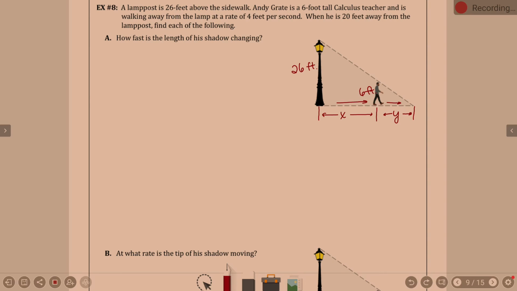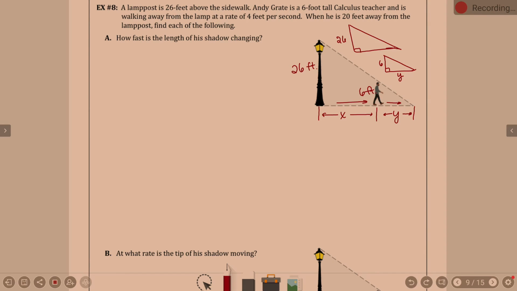Okay. So we have x and y here, right? Do you guys see big triangle and small triangle? What do we know about the small triangle? It has a left side of 6, and it has a bottom side of y. That's the triangle with Andy, right? We also have a big triangle. Gosh, horribly drawn triangle. With the big triangle, the left side is the lamppost, so it has a height of 26.